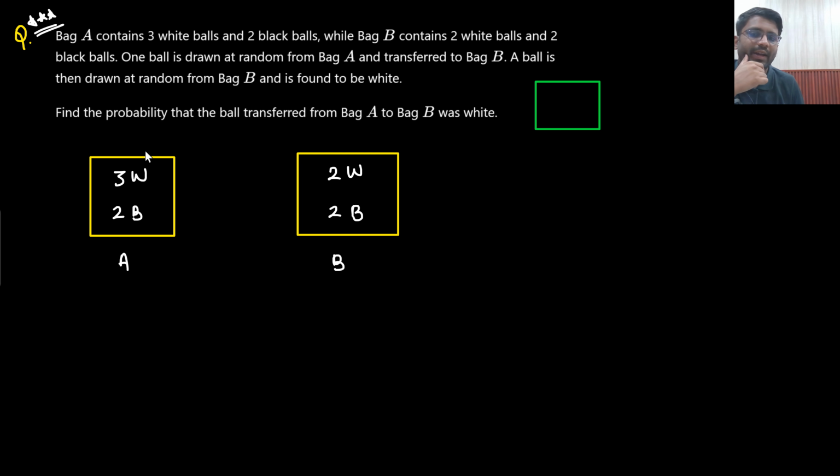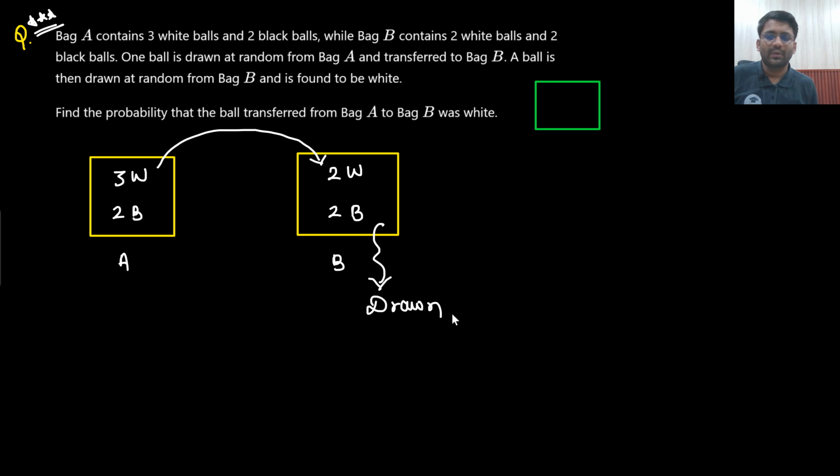Now a ball is drawn at random from bag A. From bag A you are putting it in bag B. And then a ball is drawn from bag B. From here we are drawing it. This is the scenario that we are doing. Okay. Bag A, bag B, a ball you are putting from bag A to bag B, and then from here you are drawing the ball. And it is found to be white. When you are drawing the ball from here, it is found to be white.